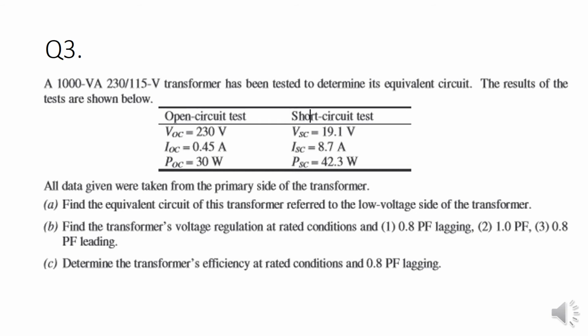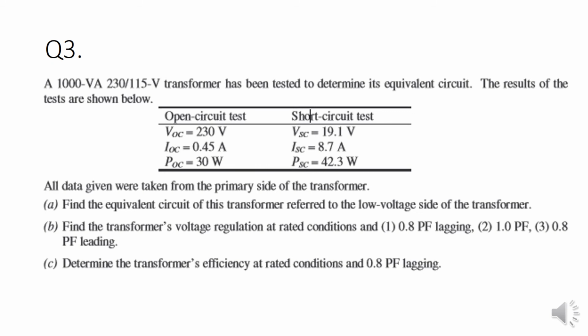VOC is the open circuit voltage, and that will be the same voltage applied to RC and XM. IOC means the open circuit current, which will be the current going through RC and XM, or through the excitation branch. POC means the open circuit power. So power is measured as well.